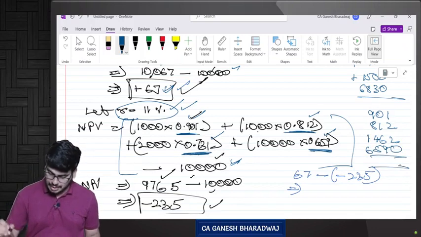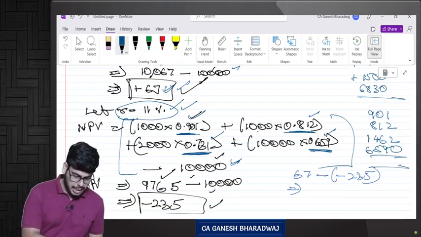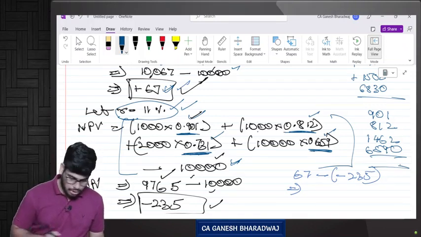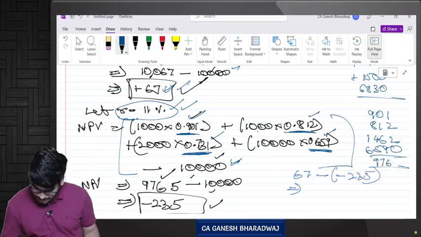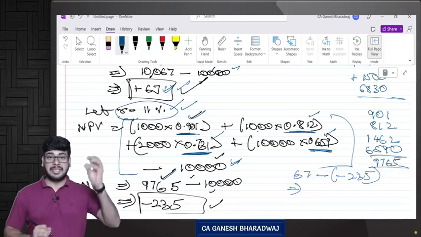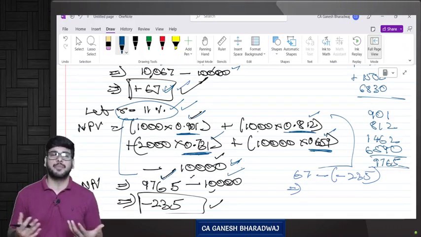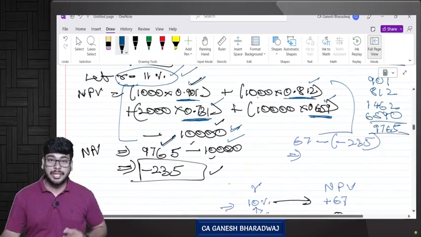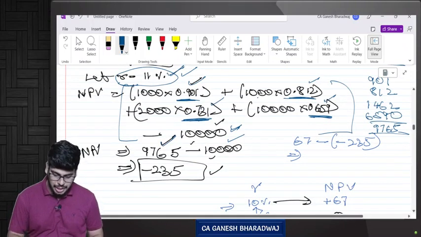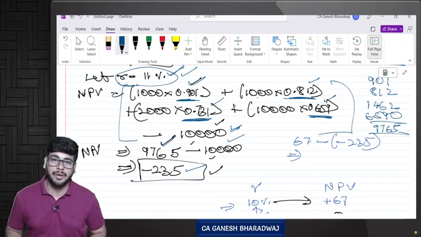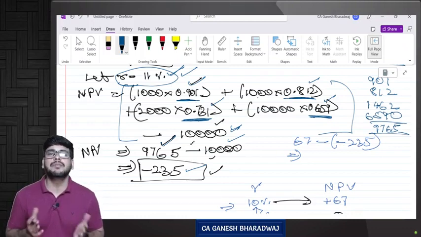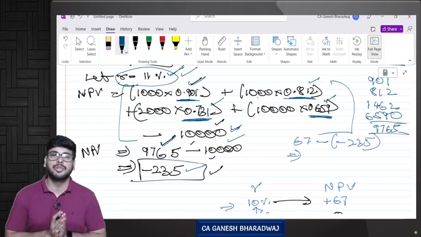So total this up, this is the present value of all cash inflows: 901 plus 812 plus 1462 plus 6590. So how much do you get? 9765. So 9765 is the present value of cash inflow. Yes, minus 10,000, which is the present value of cash outflow. So if you take R as 11%, you get a negative NPV of minus 235. So here also your NPV is not equal to 0. That is, the final output is not equal to 0.